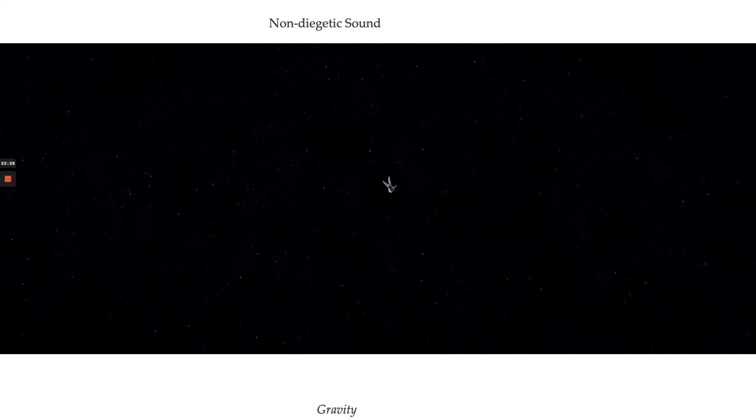So what we see with them is, as the satellite gets closer and closer to them and it has that swirling motion, this isn't actually sound that they're hearing, it's sound that we, the audience, hear, right? So this is non-diegetic sound. Gravity was hardly regarded for its sound at the time, yet it won the Academy Award for Best Sound Editing, Best Sound Mixing, and Best Editing in general. It won the 2014 Oscar for Best Cinematography and Best Director.